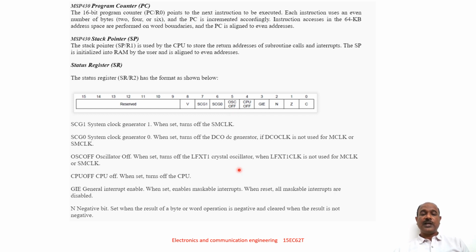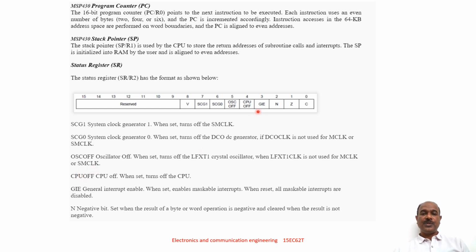What is the condition again? This crystal oscillator should not be used for generating either MCLK or SMCLK. Just like your DCO, you can turn this low frequency crystal off by making this bit equal to 1, provided this crystal is not used for generation of the MCLK or SMCLK clock.